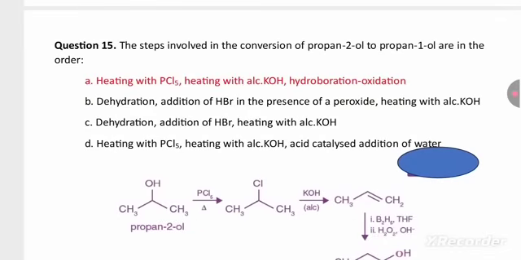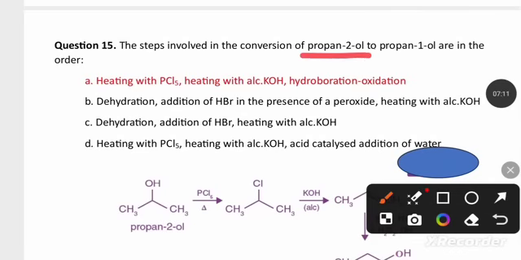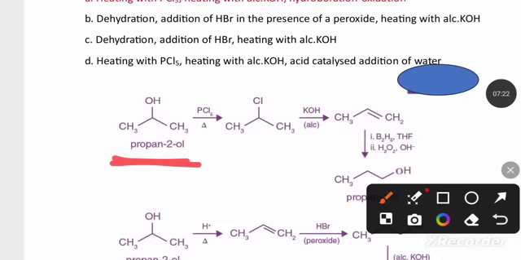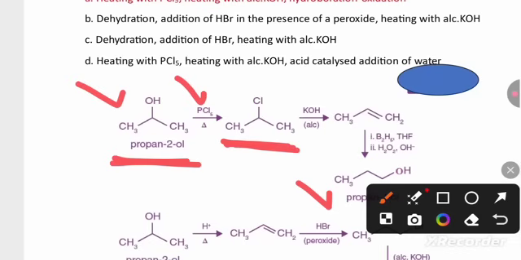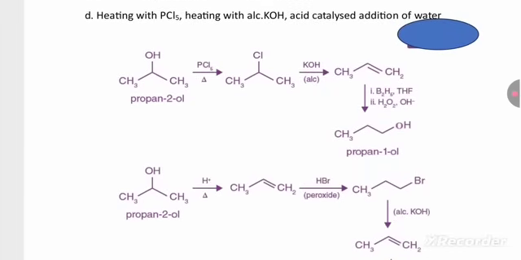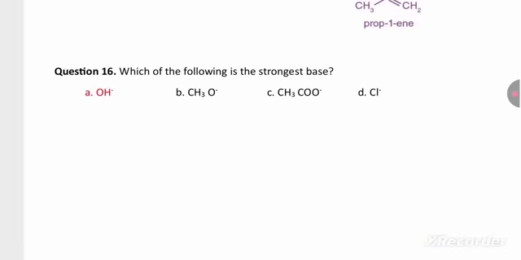In the next question, we need to find the steps involved in the conversion of propan-2-ol to propan-1-ol. Propan-2-ol is a secondary alcohol, and we need to convert it into a primary alcohol. For that, propan-2-ol on treating with phosphorus pentachloride gives 2-chloropropane. This on treating with alcoholic KOH undergoes beta elimination, dehydrohalogenation, to produce the alkene propene. This on hydroboration oxidation gives propan-1-ol. So heating with phosphorus pentachloride and alcoholic KOH, followed by hydroboration oxidation, we can convert propan-2-ol to propan-1-ol.